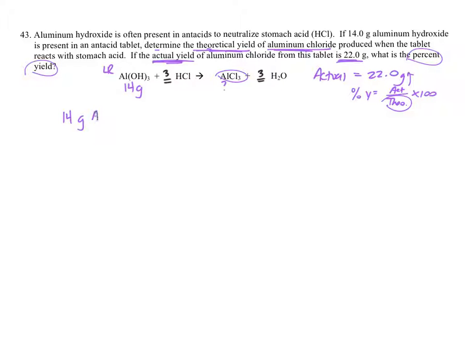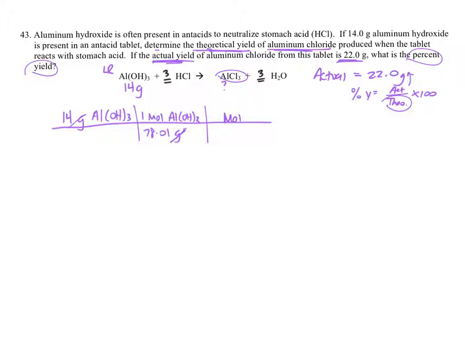So I'm going to do 14 grams of AlOH3. Now it becomes a straight stoich, normal stoich, to find the theoretical yield of aluminum chloride. So I'm going to go grams to moles. Molar mass of AlOH3 goes on the bottom. Remember, it has to match. So whatever formula you have on the top, the molar mass of that should match on the bottom. I'm going to go ahead and cross that out.